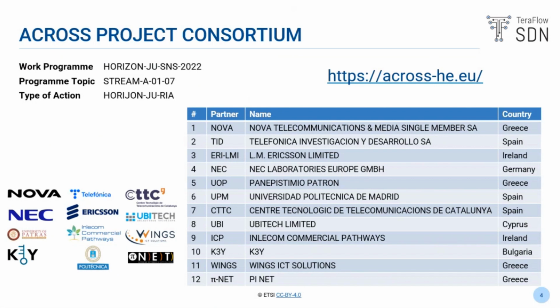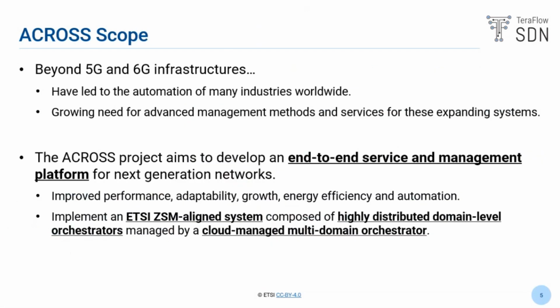Then, this is the brief description of the project and consortium. It is an SNS Stream A project. As you see, we are 12 partners in total. And in case you want additional information with respect to what I'm going to explain, you have here the webpage link, so you can check there the additional details.